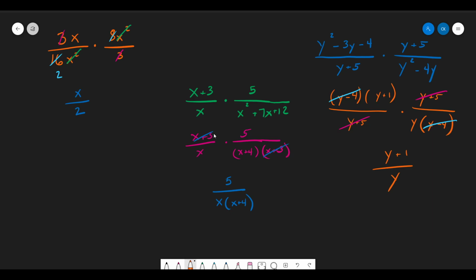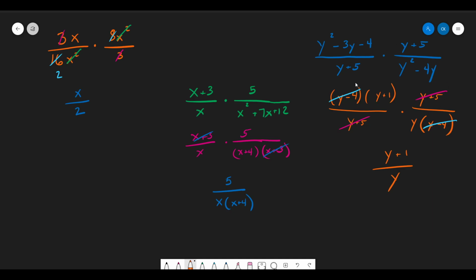Now, once I factor it, I realize I have an x plus 3 and an x plus 3. These two can cancel each other out. So now I can't cancel anything else out on top and bottom. On top, I'm left with just a 5. And on bottom, I'm left with an x times an x plus 4. So that would be my final answer here.